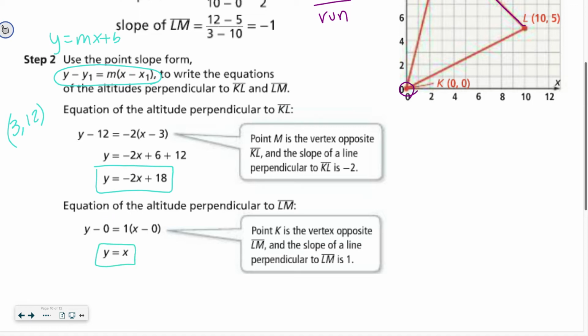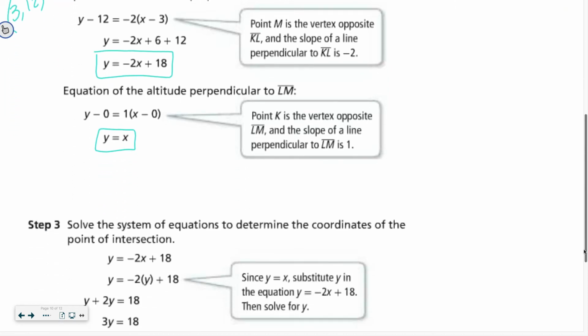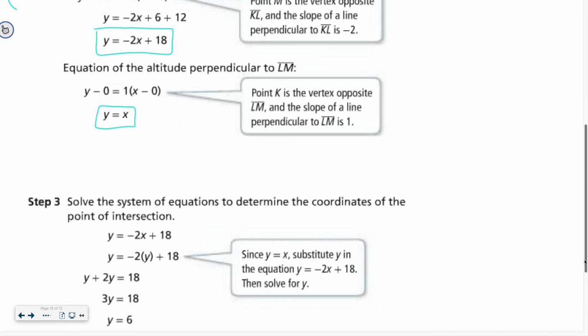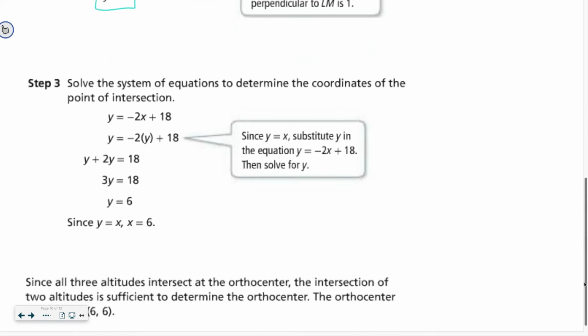So then what I can do is I can solve. I can set those two things equal to each other, or since I know y equals x, I can simply plug a y in instead of having x. I could replace that with a y and solve, and then I would have y equals negative 2y plus 18. I could add that 2y to the other side, and then I would have 3y equals 18 and y equals 6. And then since we know that y equals x, we know x also equals 6.